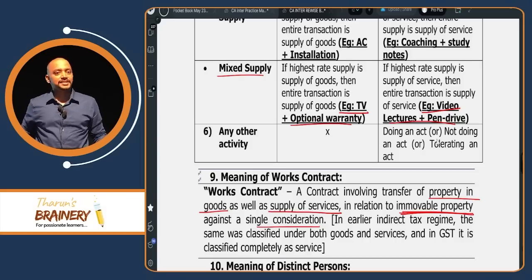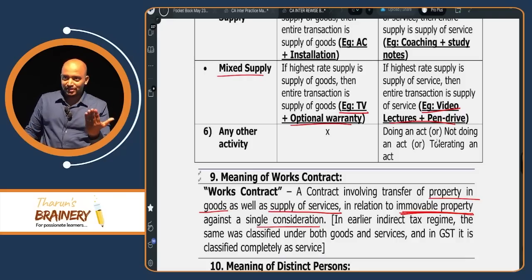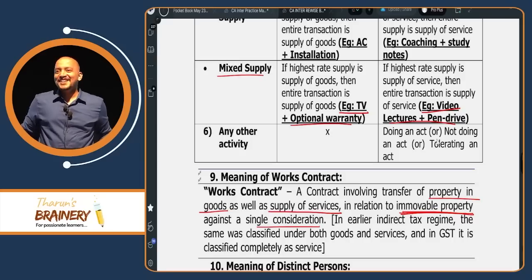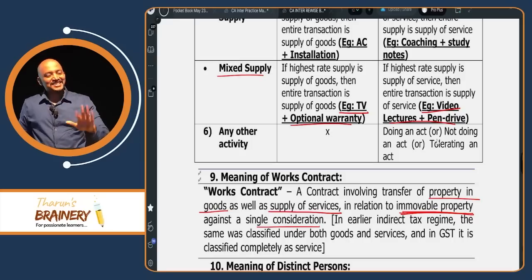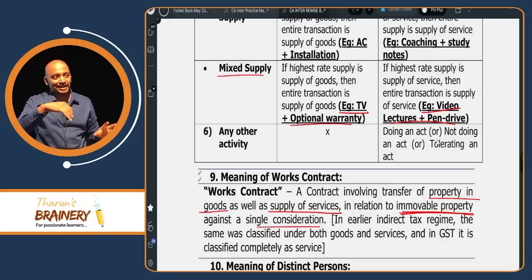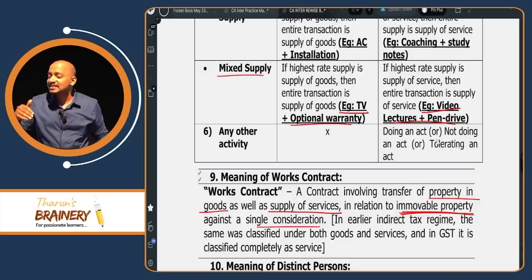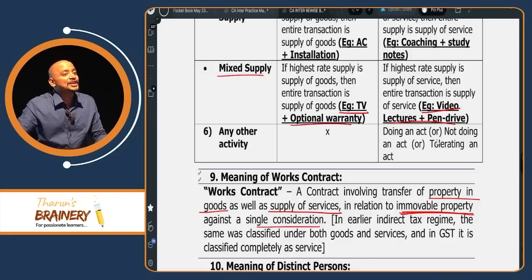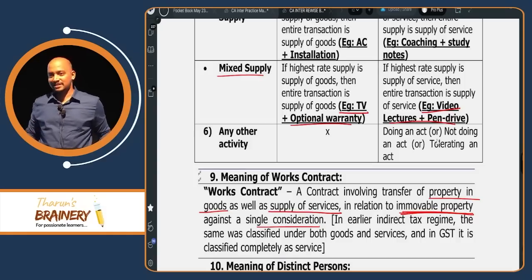Again, supply of services. But first, is it supply? Are you getting consideration? Yes, you are tolerating my act, but you are tolerating my torture. Yes or no? Yes, sir. So, tolerating an act, for which you are given a consideration, or are you paying a consideration? You are not paying any consideration, you are not getting any consideration, which means it is not a supply. When it is not a supply, we should not bring it into the classification of supply into goods or services.